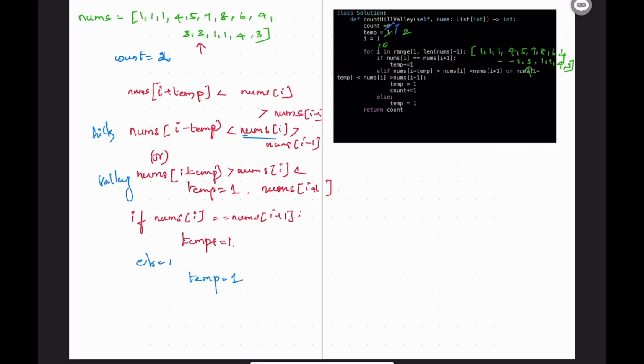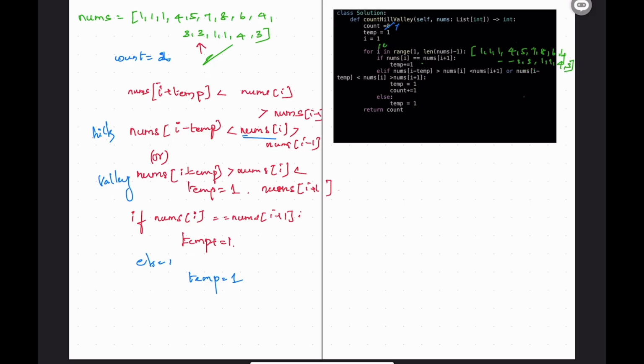As we discussed here, if you see, I minus 2, which is 10 minus 2, was 8. So nums of 8 is 4 and the current nums of I is 3 and nums of I plus 1 is 1. Okay. So if you see here, this is greater, this is lesser. So it won't form any hill or valley. Now again the temp will get reset to just 1. Now I will go to 11.